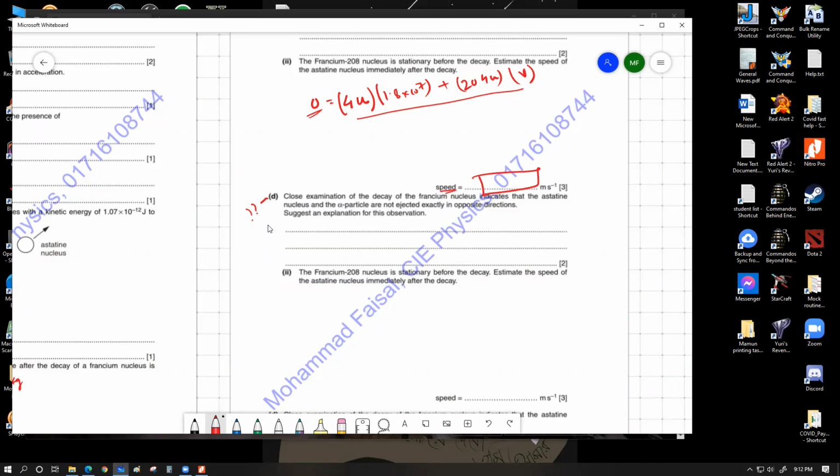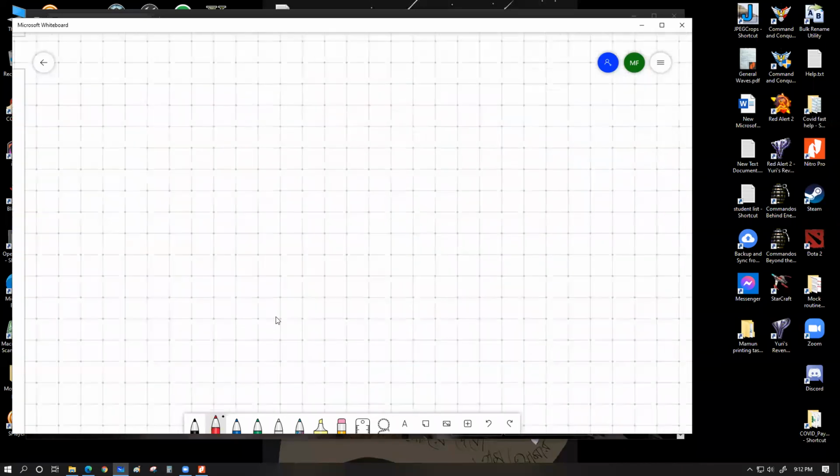Okay, the logical explanation is that there must be a third particle involved within this breakdown, which should move in a direction other than the direction of the astatine or alpha nucleus. Now let me tell you what this actually means. Try to understand this thing.